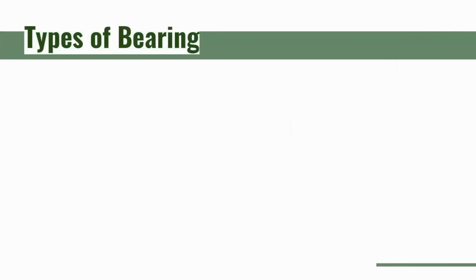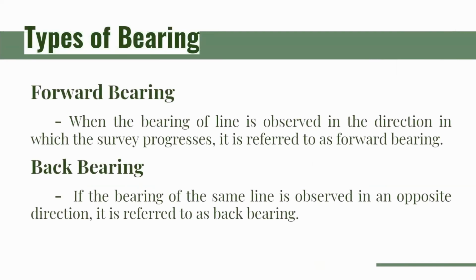There are two types of bearing. When the bearing of a line is observed in the direction in which the survey progresses, it is referred to as forward bearing. On the other hand, if the bearing of the same line is observed in an opposite direction, it is referred to as back bearing.